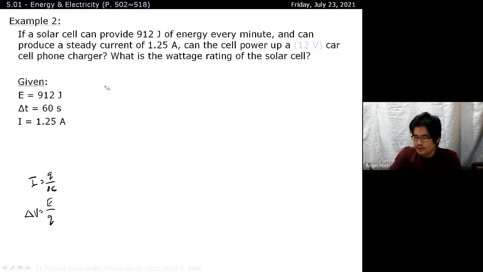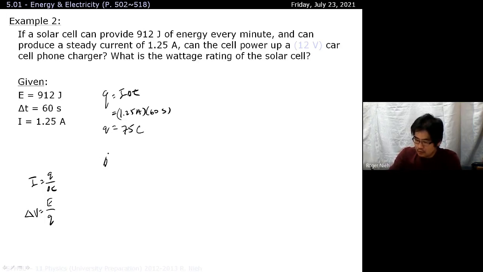I'll start off by solving for our Q. So 1.25 amperes times 60 seconds. Half of 60 is 30, half of 30 is 15. So 15 plus 60 is 75. 75 coulombs. Now we have our value of Q.